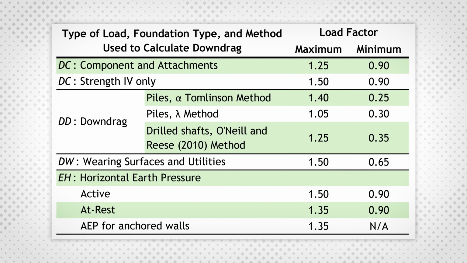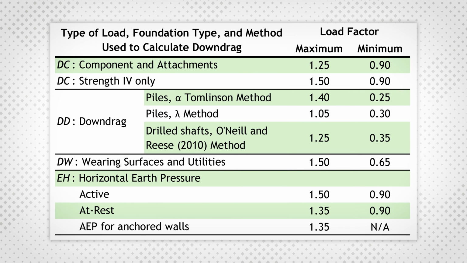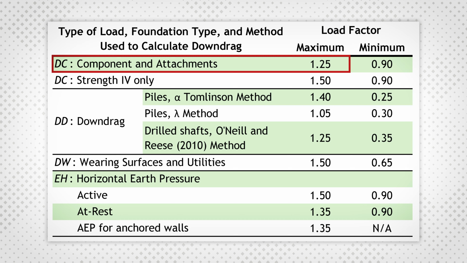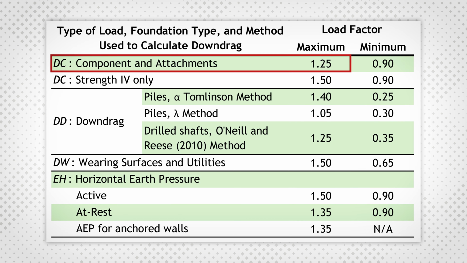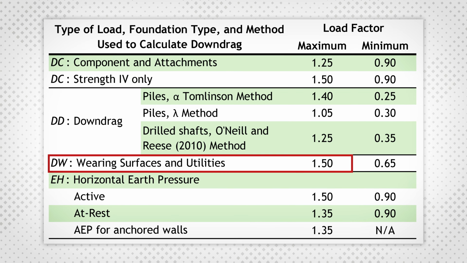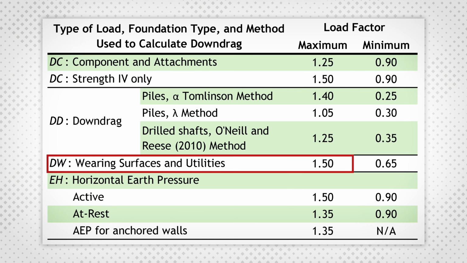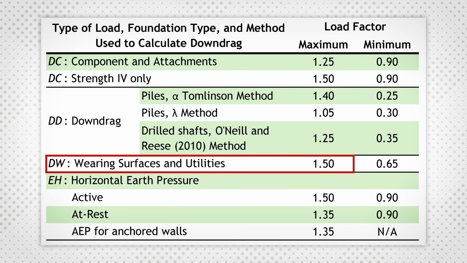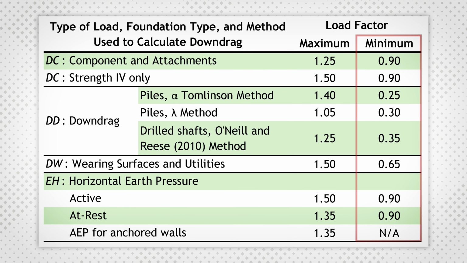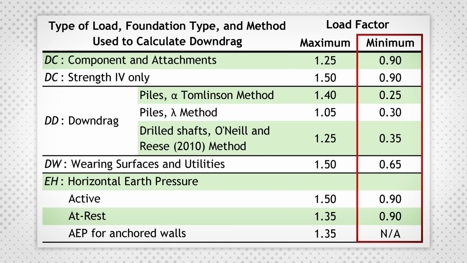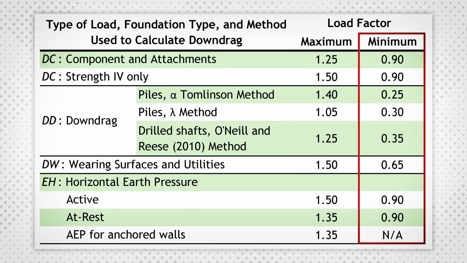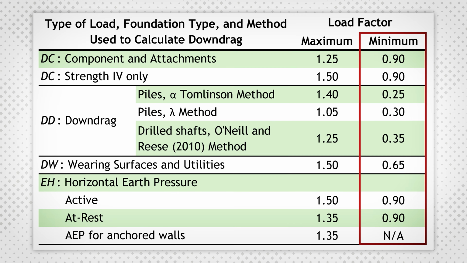We also see the relative weighting between different types of permanent loads. For instance, the load factor for dead components in most combinations is 1.25, while that for wearing surfaces is 1.5. This is because more variability occurs in the weight of wearing surfaces. Also, note this table contains a column for safety factors less than 1. These are used when the effect of dead load helps the structure, as is the case in overturning.